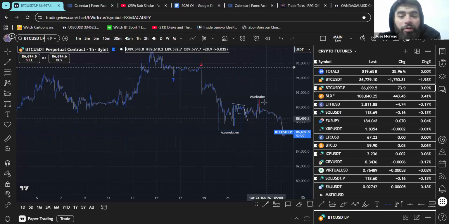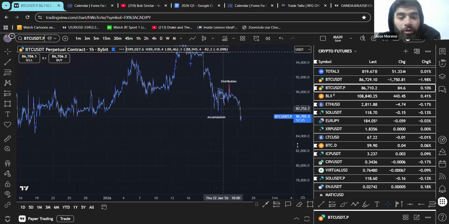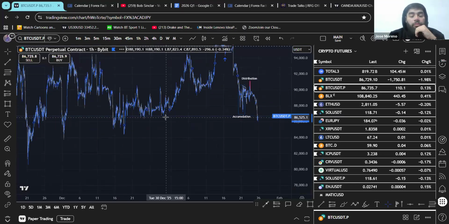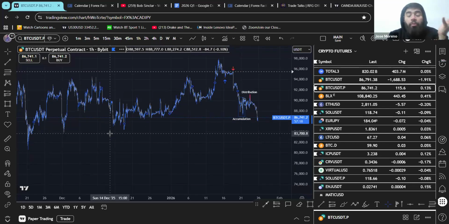Just because of the way that we took the high. But now we're in an interesting position, right? Because we have swept out a lot of liquidity, and we're in really what I like to call the point of no return, right?